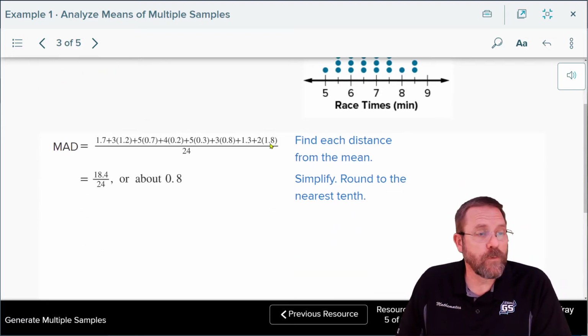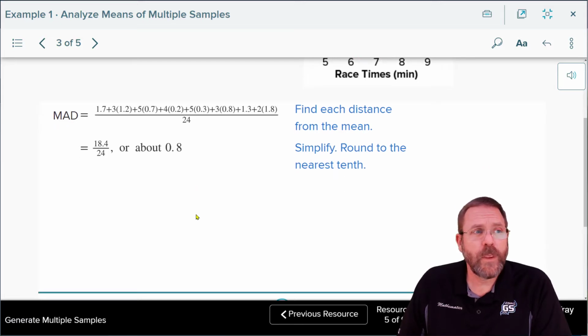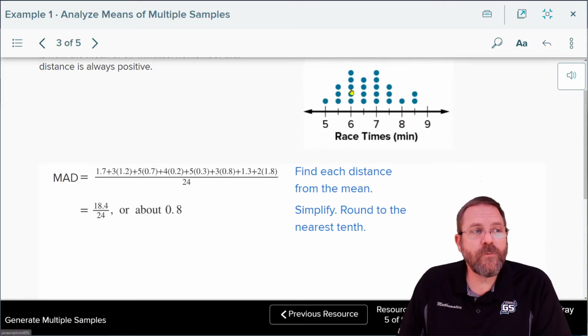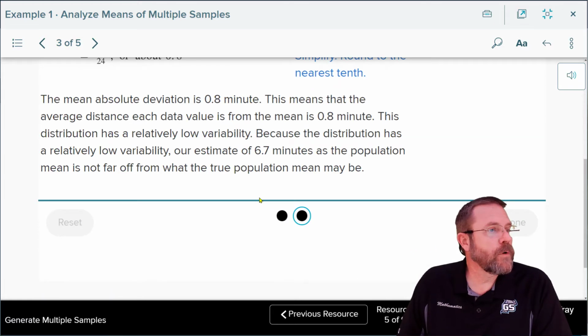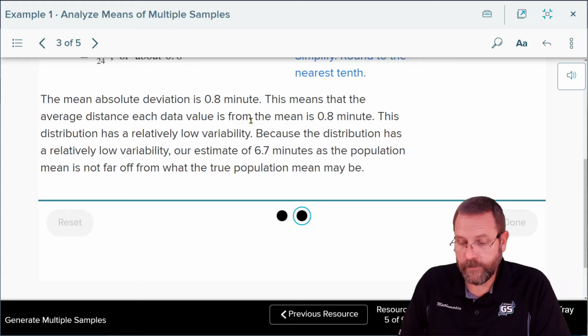You can see it all right here. When they found all those pieces, they divided by the 24 data points, and they found that the mean absolute deviation was a mere 0.8. That's a pretty small data value. You with me so far? So the average of all these pieces here is that they're only going to be 0.8 of a minute away from 6.7 minutes. Scrolling on over here, the mean absolute deviation is 0.8 minutes. It means the average distance from, that's what I just told you right there.